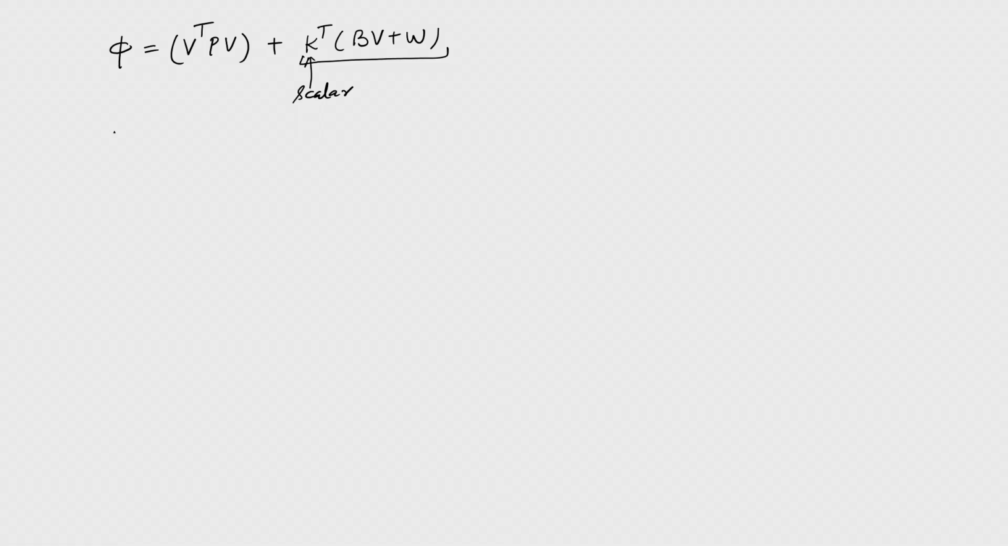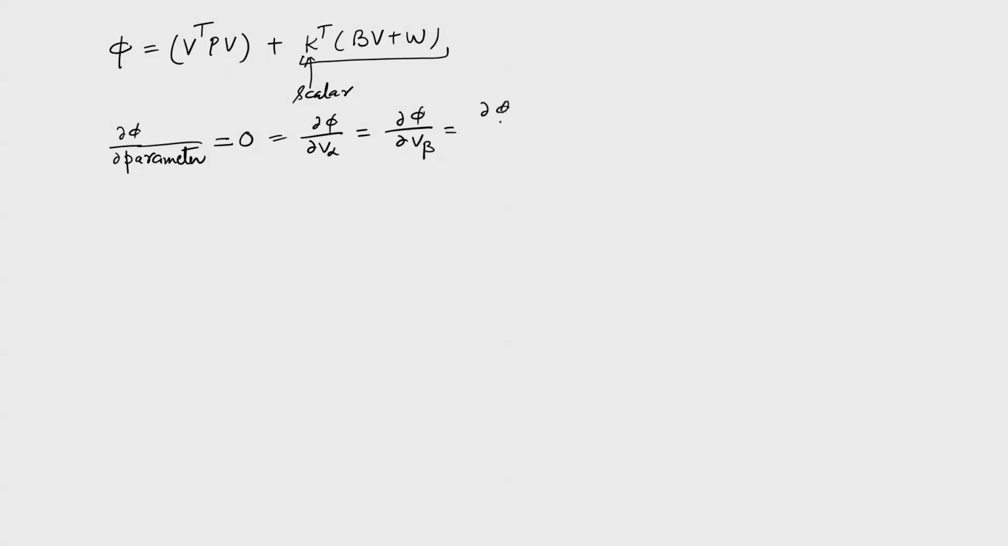Okay. Now, I will do the same process of least squares solution, where I will differentiate phi with respect to the parameter, that is nothing but V in this case, and I will put it equal to 0. Dou phi by dou V alpha, dou phi by dou V beta, dou phi by dou V gamma equals 0. I will get 3 equations. Using those 3 equations, I will solve and find the solutions. I am doing the same thing by the matrix method.